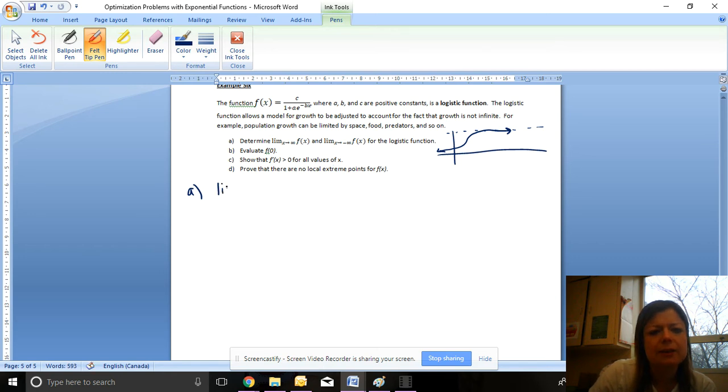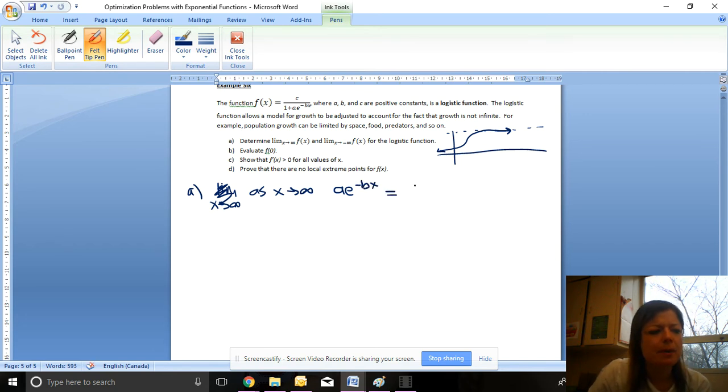What is it? So the limit as x goes to infinity of c. Before I write this all out, notice that c is a constant, a and b are constants. So the only part that matters for the limit is this little exponential part. So instead of writing that, I'll just say as x approaches infinity, what is going on with this a e to the negative bx situation? Because that's all that really matters.